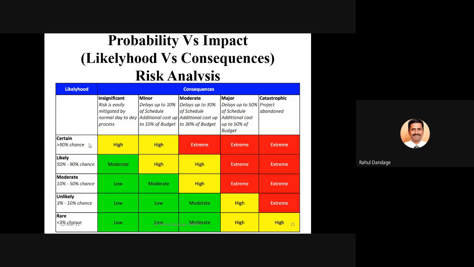So based upon these consequences and the likelihood, you can also see the consequences and likelihood which have been combined as red color. These are nothing but the extreme kind of risk categories which should be given a very high priority. Then yellow boxes which have been mentioned as high, these are high priority. Then you can have moderate, and lastly you can have the low priority risk.